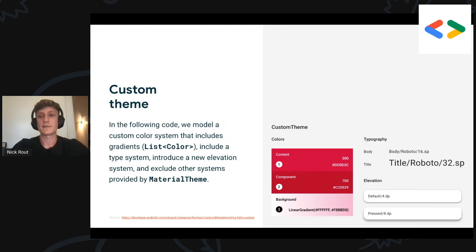So here we've got a custom theme, which doesn't use any material values at all. It's got a colors system, a typography system, and an elevation system. Our colors look quite similar to the material ones, but instead we've got a gradient, which is modeled by a list of colors. Our typography is quite similar to material, but it only has 2 values. And elevation, which is actually not part of the normal material theme, is something that we're modeling for a default state and a press state, which we could then provide to components to say, this is your elevation in normal state, and this is your elevation in press state.